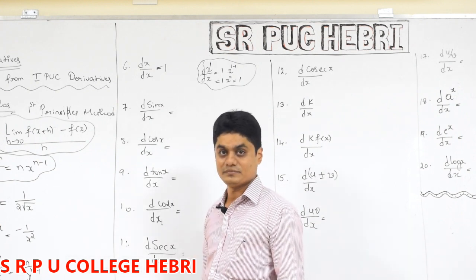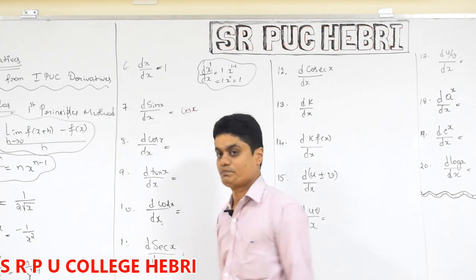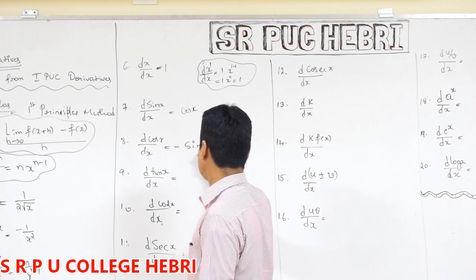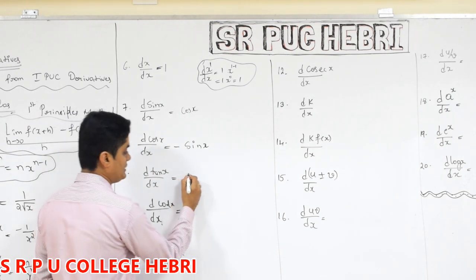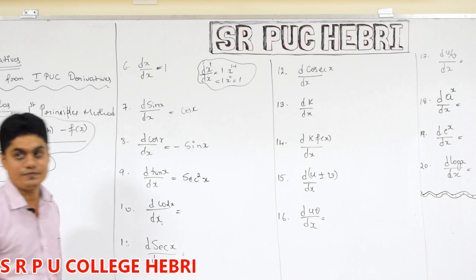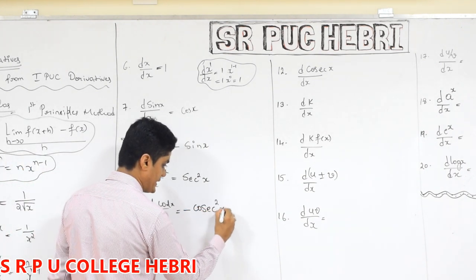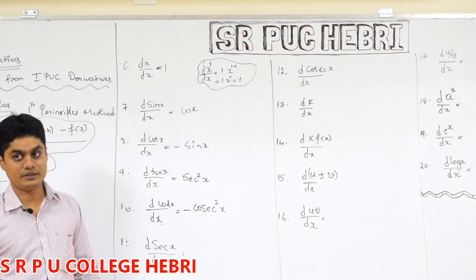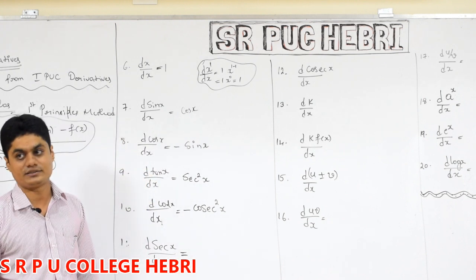Next, derivative of sin x. Write down. Very good. The answer is cos x. Derivative of cos x is minus sin x. Derivative of tan x. Remember? Yes, very good, secant square x. Derivative of cot x is minus cosecant square x. I hope you're writing before I write on the board.